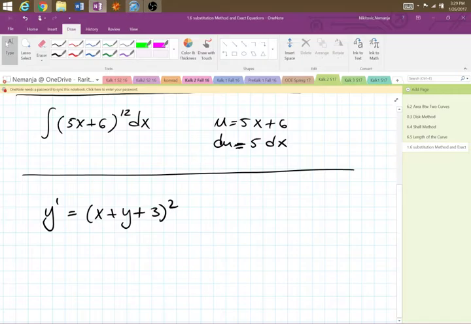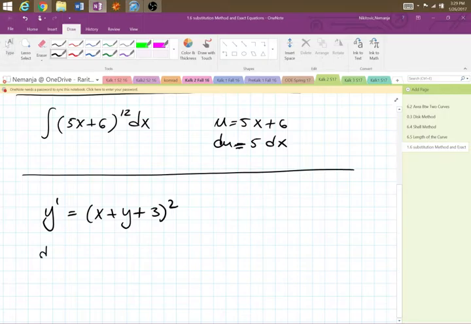So you are going to try and change your variables and then see what comes out of it. Like over here, for 5x plus 6, you said if all of that was one independent variable u, then I can quickly integrate u to the 12. It's easy. So you will do the same thing here. How about x plus y plus 3, all of that to be a new independent variable, and then you have to mess with dy dx.